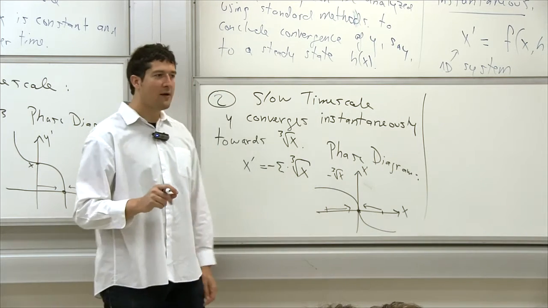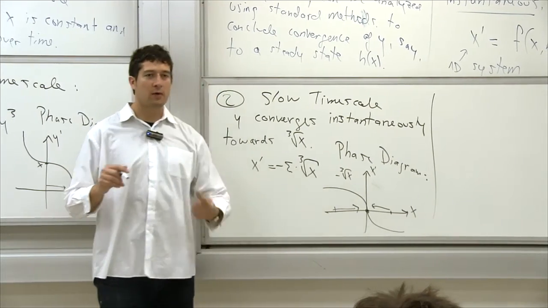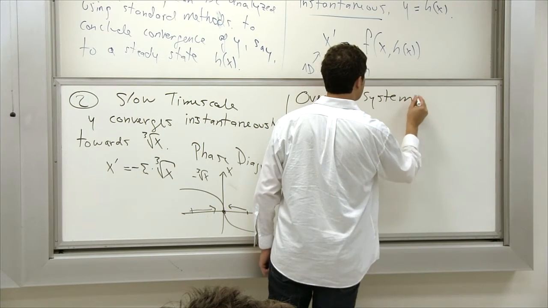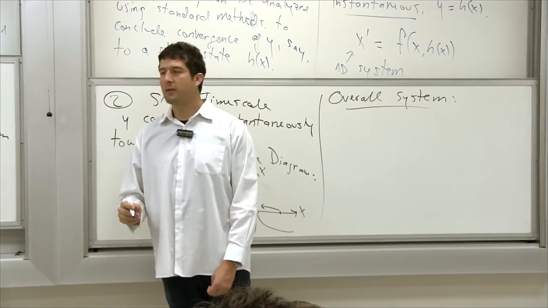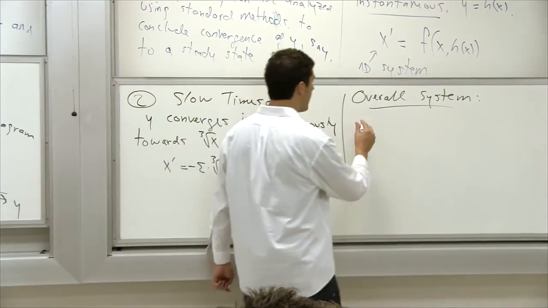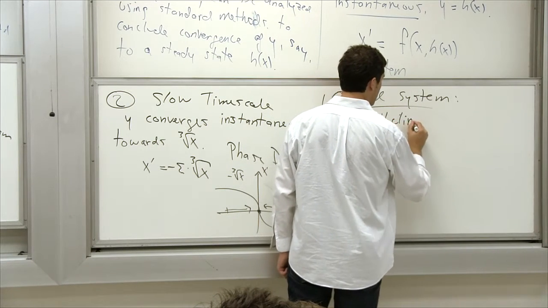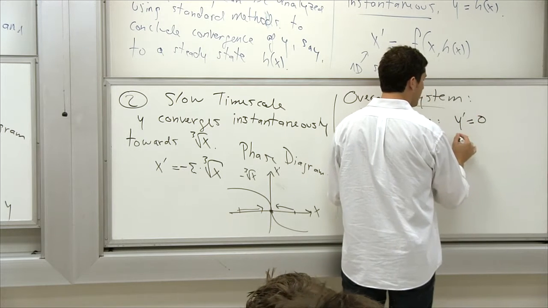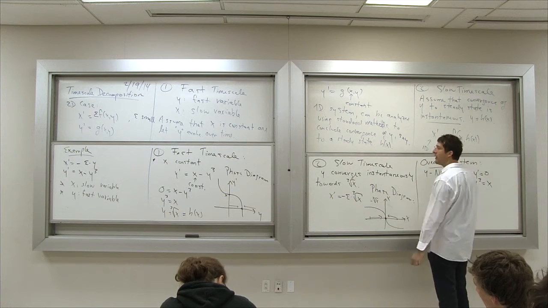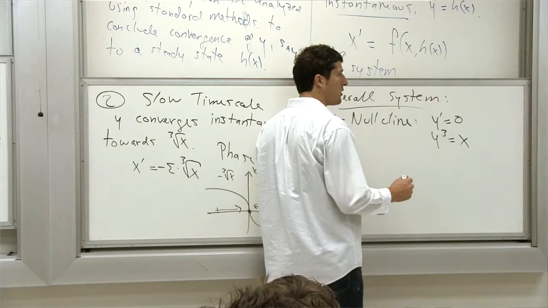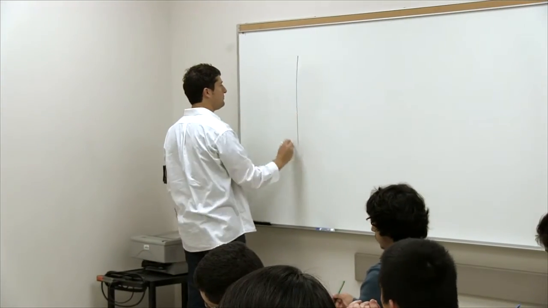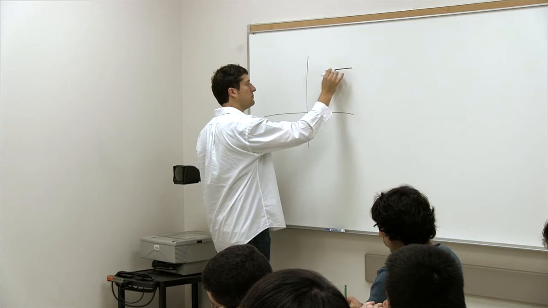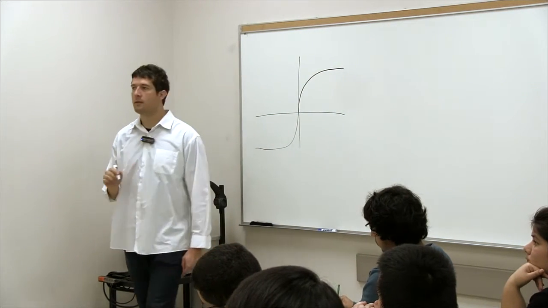Okay, so now we have the dynamics of both the slow time scale and the fast time scale. Let's think about what happens with the overall system. So let's think about the nullclines. What are the nullclines of this system? What about the y nullcline? Y nullcline, y prime equal to 0, that means that y to the 3 is equal to x. So let's write this over here. Y to the 3 is equal to x. What is that? It's this, right?